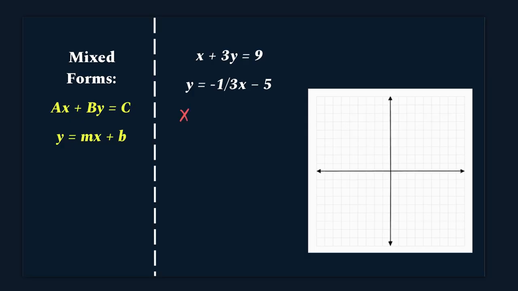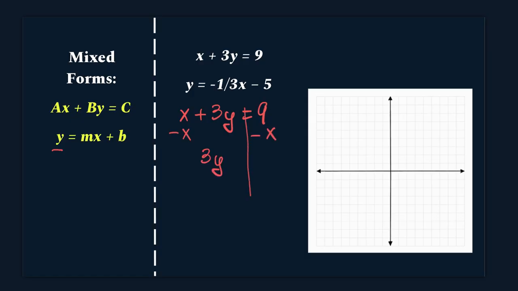Let's go ahead and write our equation, x plus 3y equals 9, and rewrite it in y-intercept form. And y-intercept form, as you can see here, is y equals mx plus b. That's what we're going to do. That means we have to isolate y. So I'm going to move the x to the other side, subtract x from both sides, and then rewrite the equation.